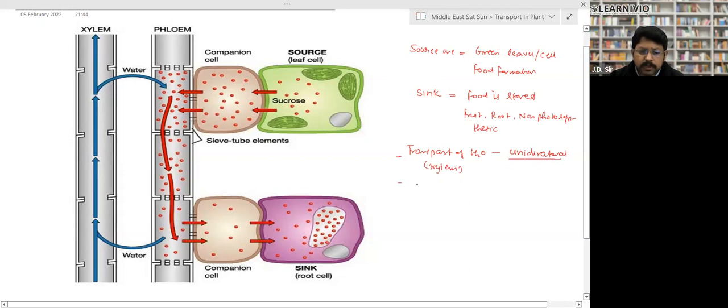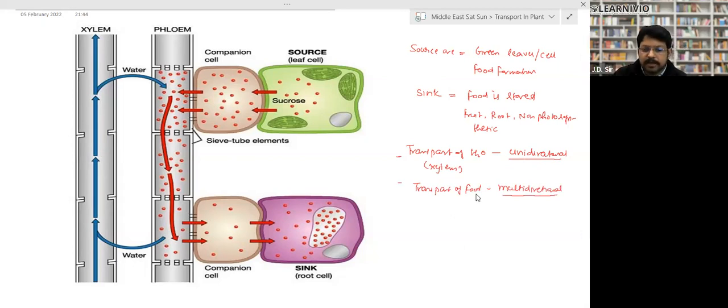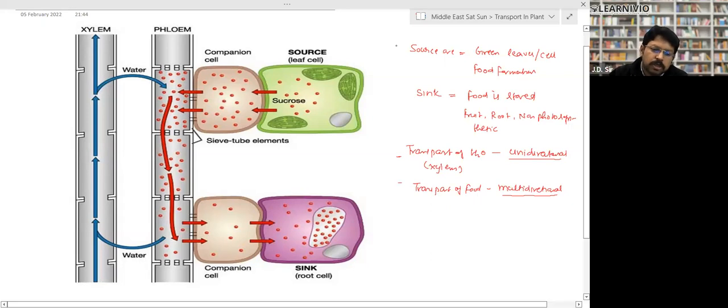But when we say transport of food or organic substance, that is a multi-directional process. Why? Because it takes place in any direction, from any photosynthetic part to a fruit, maybe in the upper side, left side, lower side, or any different part which is not making food, right? So that is called transport in phloem. Look at how transport in phloem takes place.